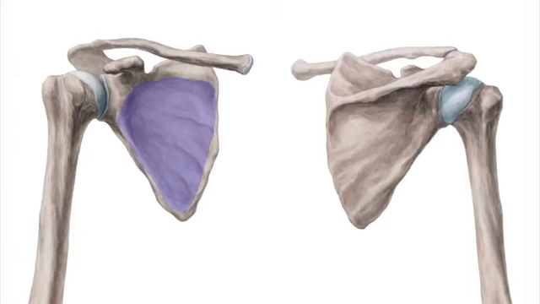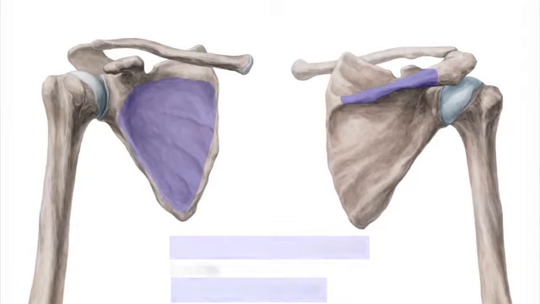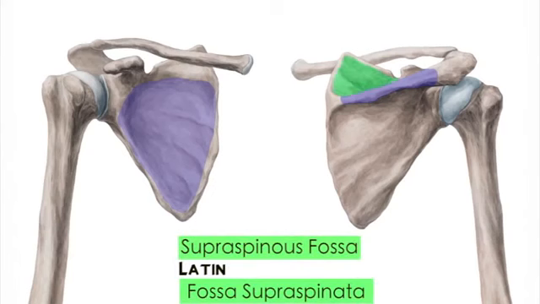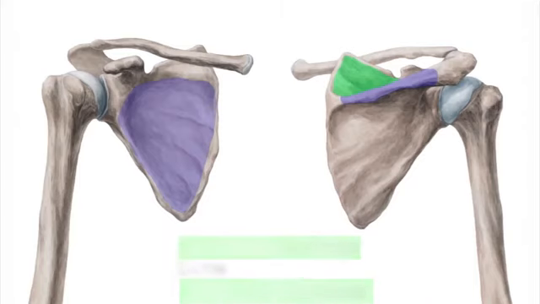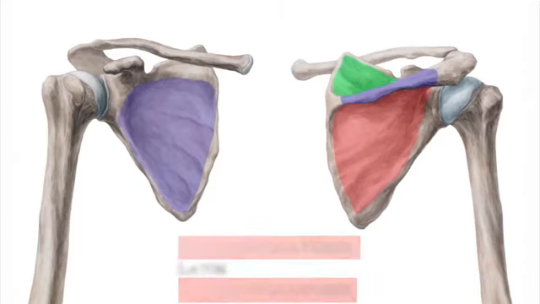And the first one is the spine of the scapula, which is also highlighted in blue. And the spine of the scapula is almost like dividing two other important structures that you find on the posterior side of the scapula. These are the supraspinous fossa, supra meaning above the spine, and also an infraspinous fossa, meaning below the spine. One important note here is that the infraspinous fossa is much larger than the supraspinous fossa.